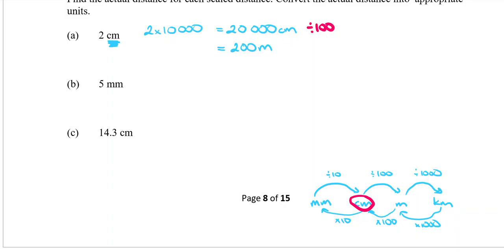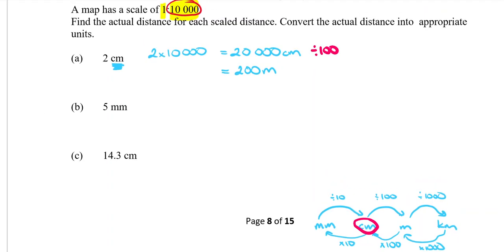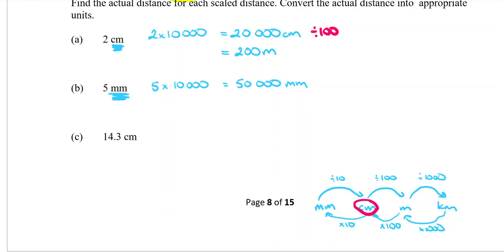Let's do another one, part B. 5 millimetres is the map or the scale distance, which means I have to multiply it by my scale factor, which is 10,000. 5 times 10,000 is going to be 50,000, and this time this is going to be in millimetres because my question was in millimetres. 50,000 millimetres would be ridiculous to try and measure. So to go from millimetres, let's go to centimetres first. I would divide by 10, which would be 5,000 centimetres.